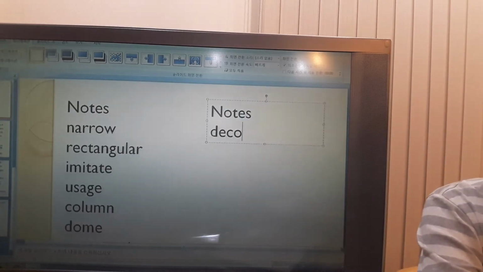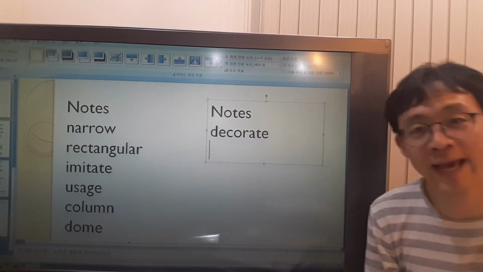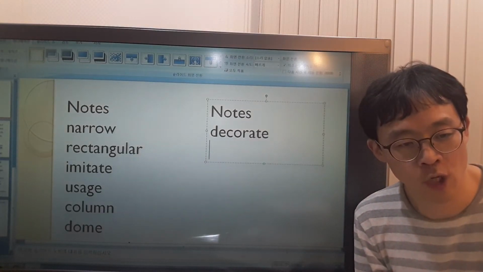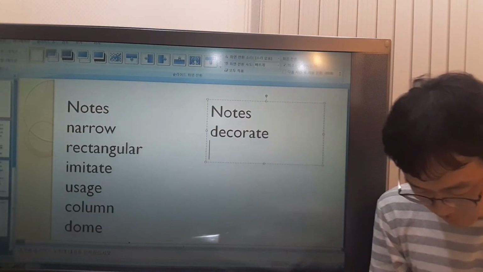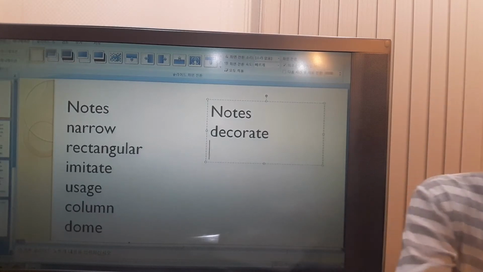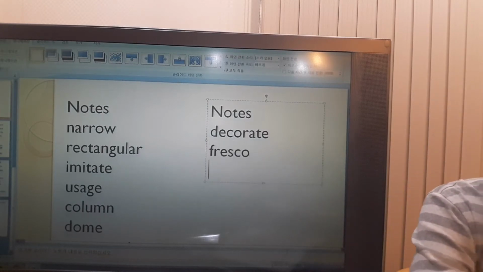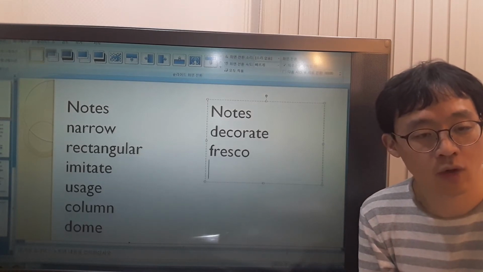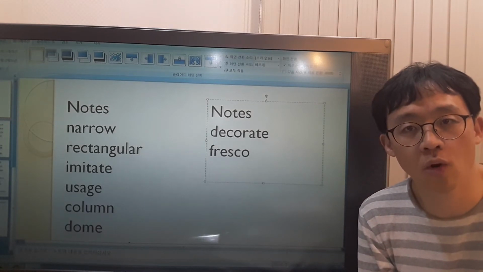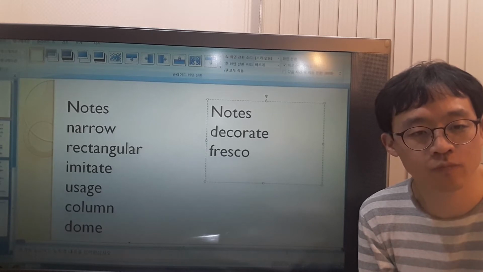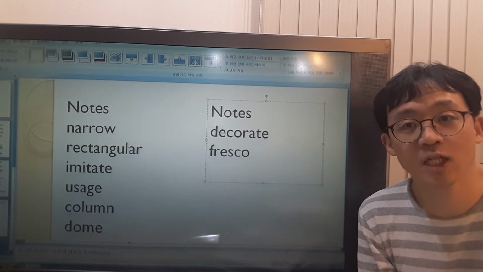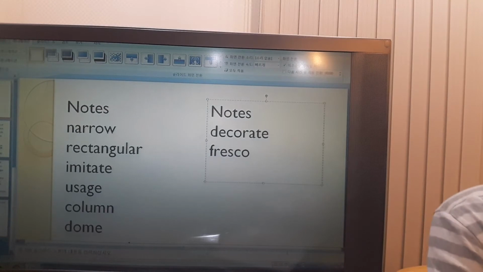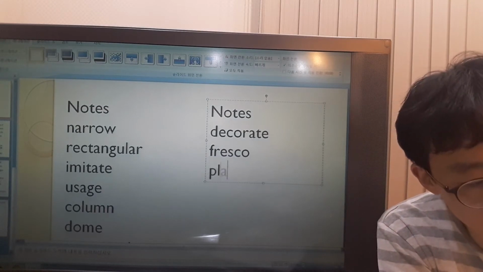Decorated. What does decorate mean? Decorate means to add something, to make it look more attractive. Decorated with frescoes. What's a fresco? Fresco is a picture painted on a plastered wall while the plaster is still wet. You understand? A picture painted on a plastered wall.